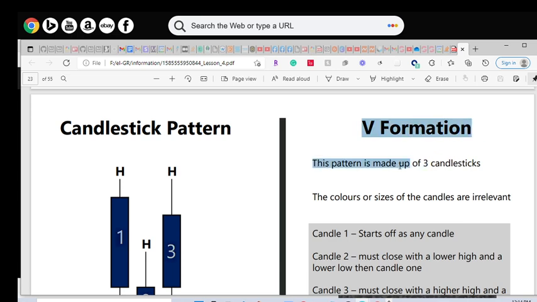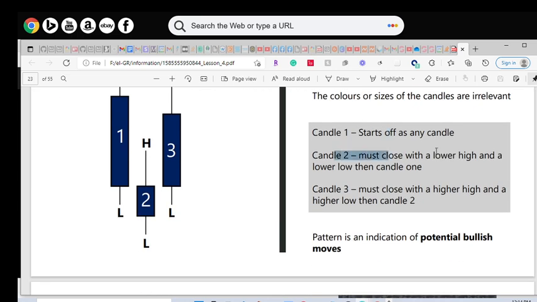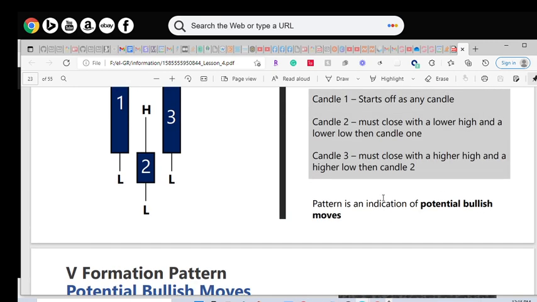So then you have the V formation, up to 3 candles right here. Your candle starts off at any candle, you must close lower and then go to a higher one and the highest one. The pattern is an indication of a potential bullish move.